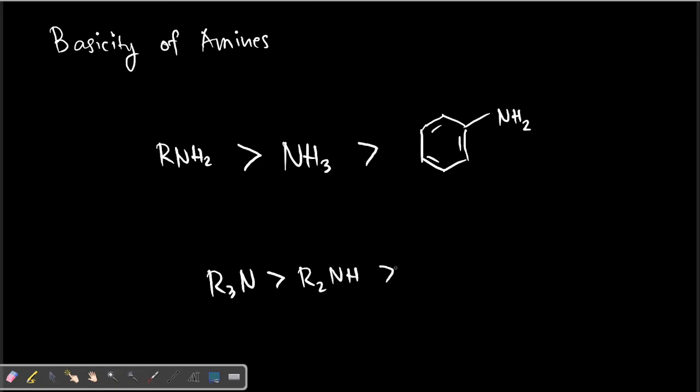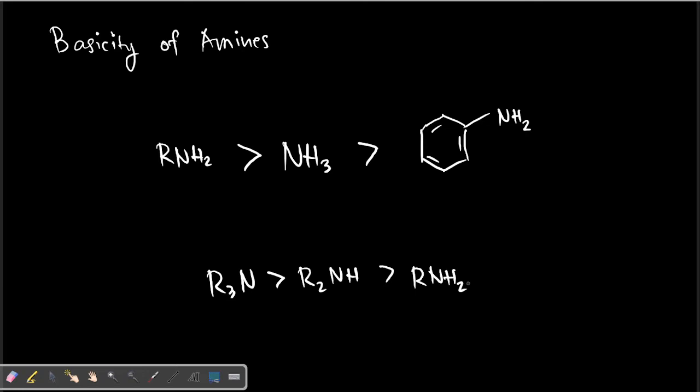At ang pinaka-least basic ay yung ating primary amines or aliphatic amines. Okay? So ano kaya yung concept behind dito? Kung isipin nyo, ang basicity actually ay nakadepende sa stability ng tinatawag natin na cations.